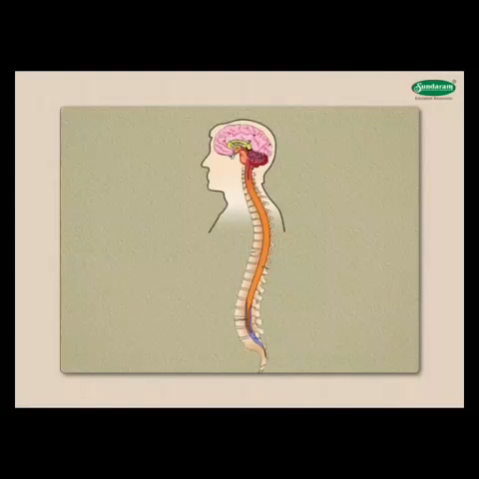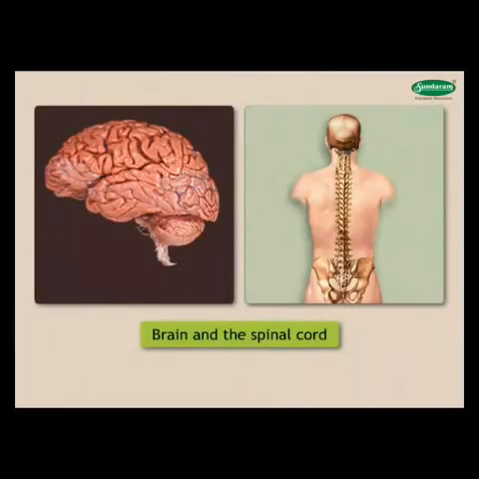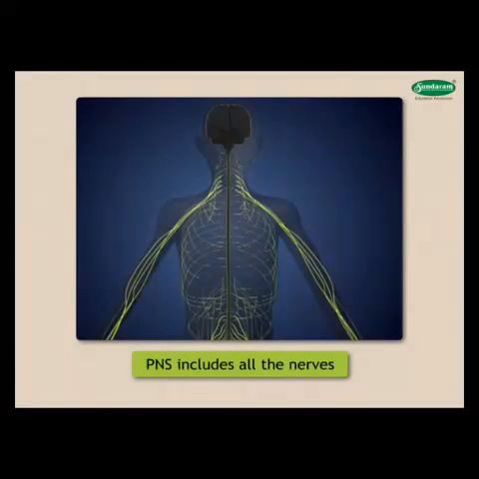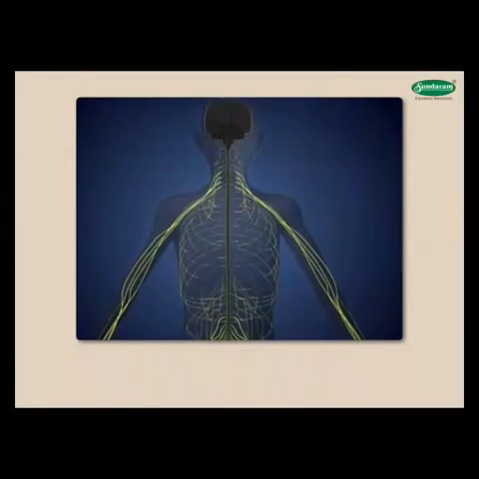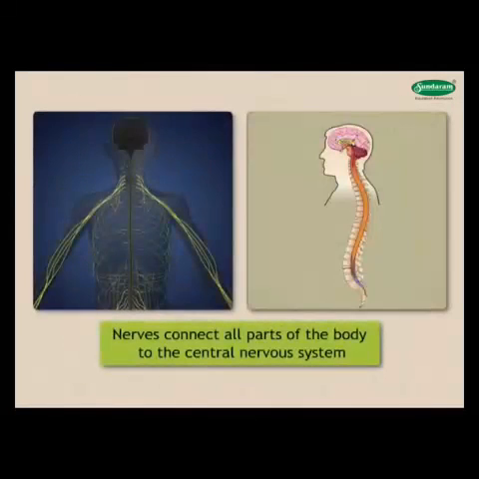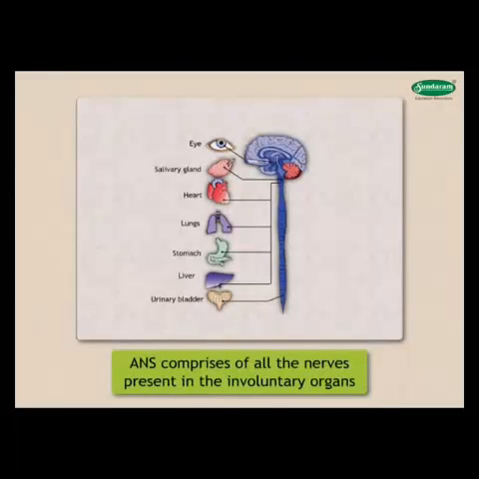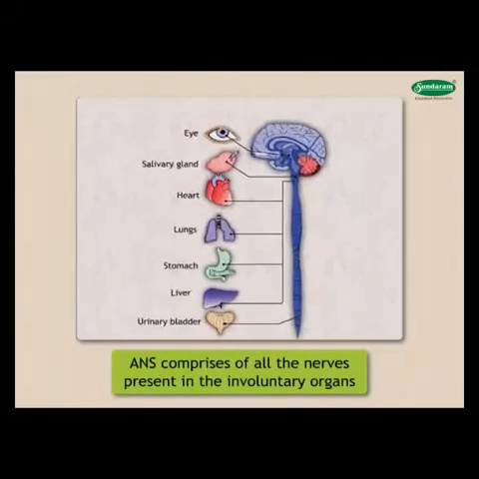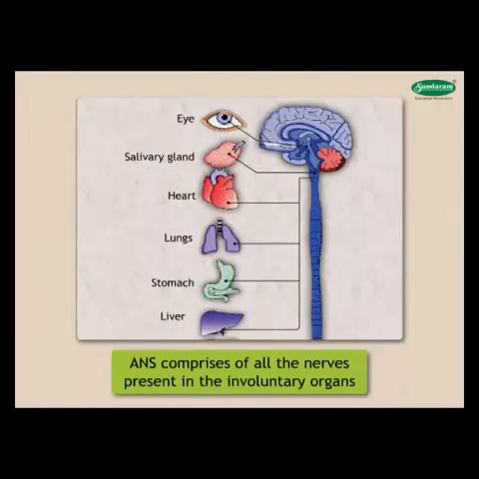The central nervous system comprises the brain and the spinal cord and regulates all activities of the body. The peripheral nervous system includes all the nerves. The nerves form a network and spread throughout the body. They are instrumental in connecting all parts of the body to the central nervous system. The autonomic nervous system comprises all the nerves present in the involuntary organs like heart, stomach, lungs, etc.